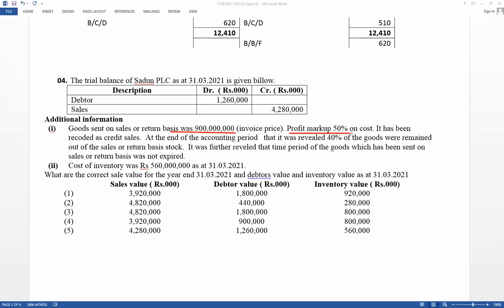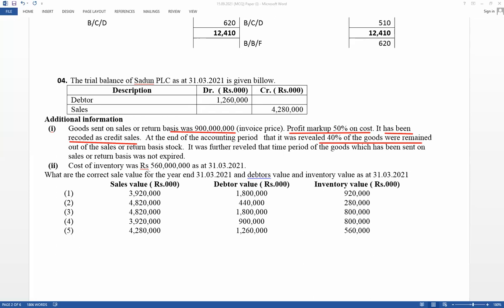Why is it relevant? By using the profit markup, the cost value can be calculated. This is the selling price, the invoice price, and its cost value can be calculated by using the profit markup. It has been recorded as a credit sales already. Therefore, debtors account debited, sales account credited at selling price. But at the end of the accounting period, it was revealed that 40% of goods remained. At the time of sale it was recorded as credit sales, debtors debited, sales credited at selling price, but 40% is not sales.